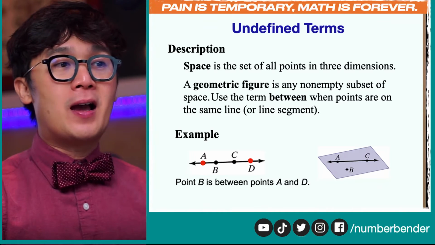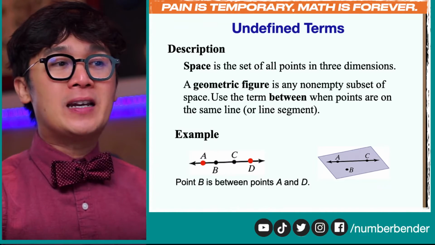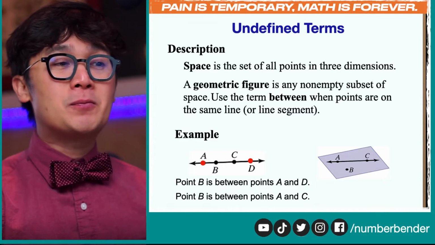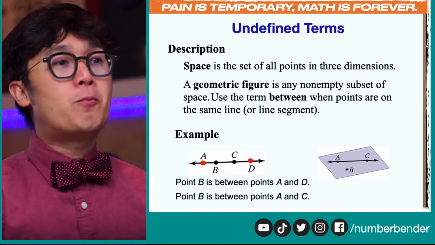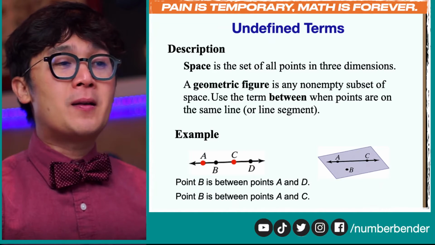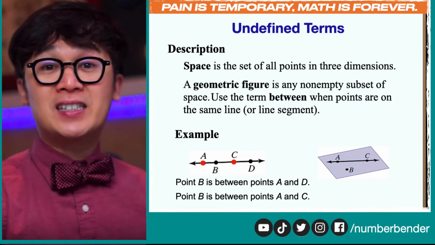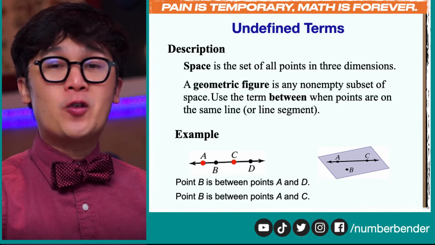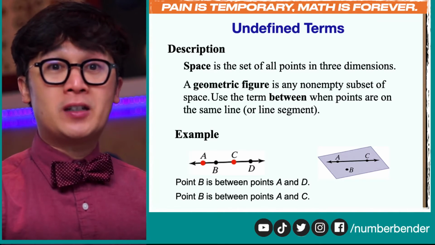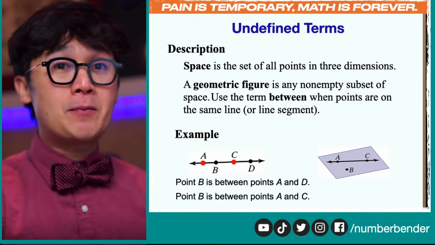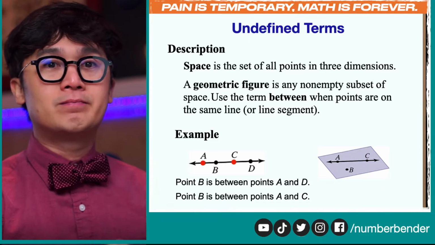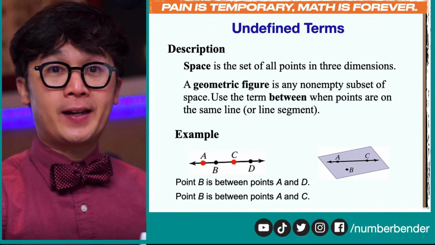So kung meron namang panibagong description diyan, pwede din natin iusog si D at ilagay natin si C. So in this case, babasahin natin siya as point B is between points A and C. So, ganyan natin ginagamit yung spaces or yung ating mga geometric notations para hindi tayo magkalituhan sa pag-describe ng ating mga illustration like what we are seeing right now.